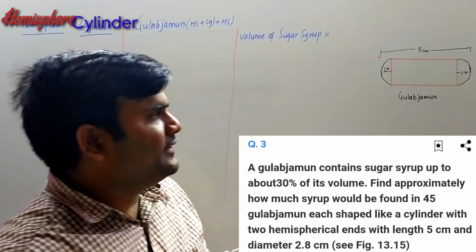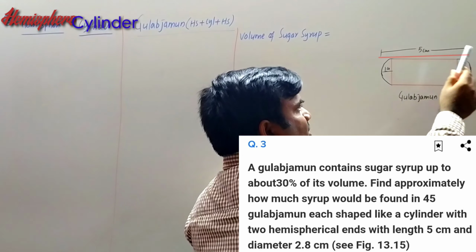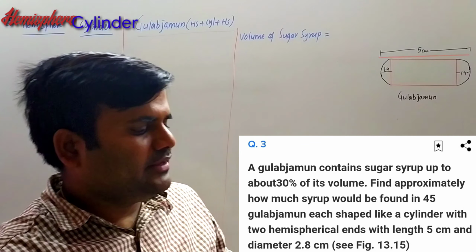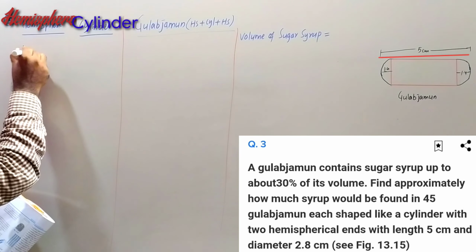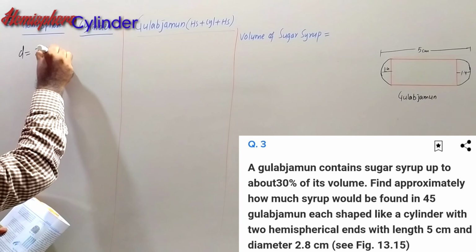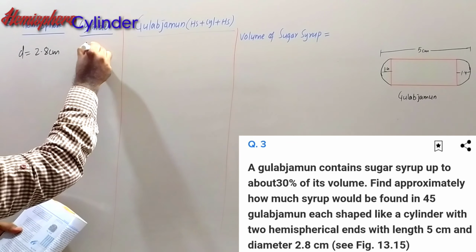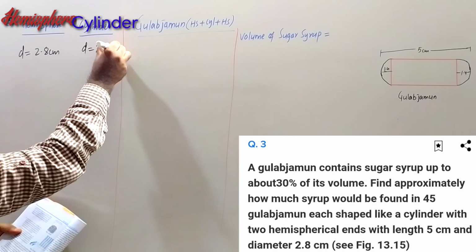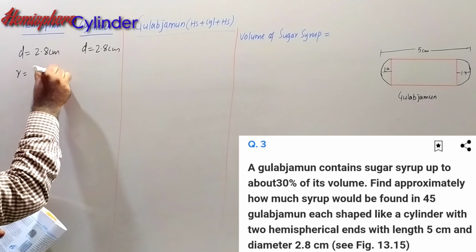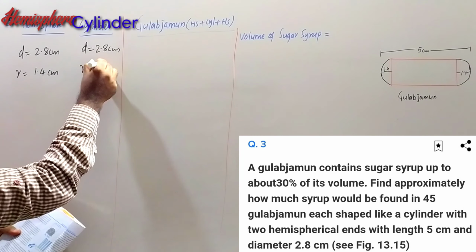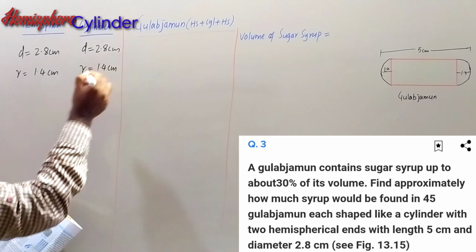The total length of the gulab jamun is equal to 5 cm. Diameter is 2.8 centimeters. The diameter of the cylinder is also the same, 2.8 centimeters. Radius is equal to d by 2, that is 1.4 centimeters. So the radius of the cylinder is also 1.4 centimeters.